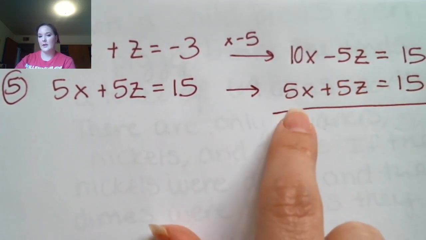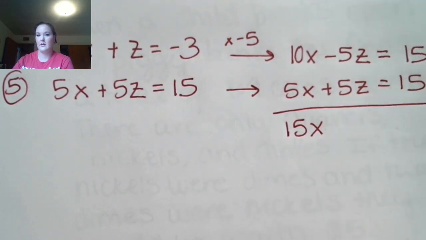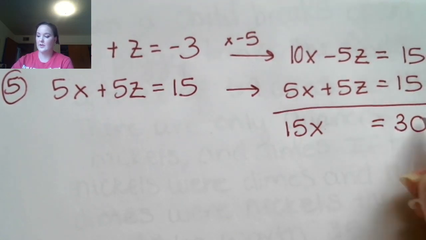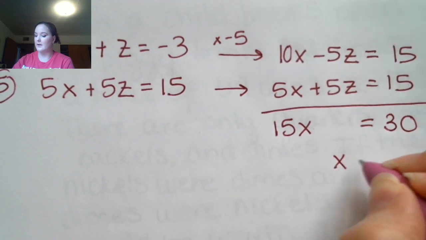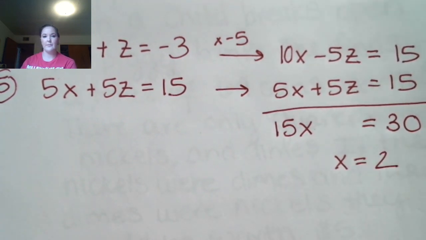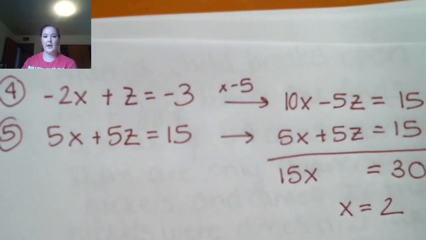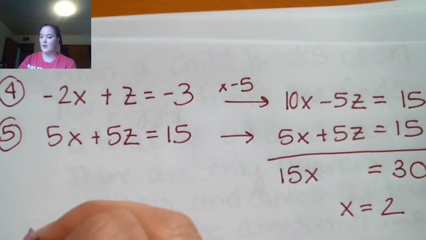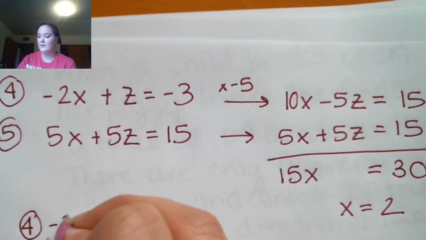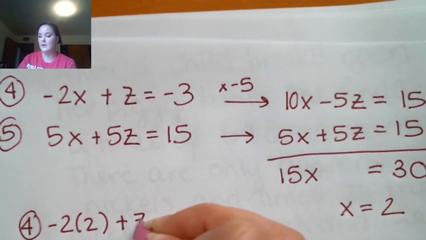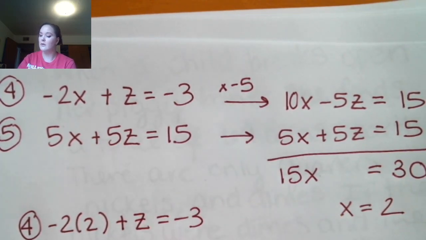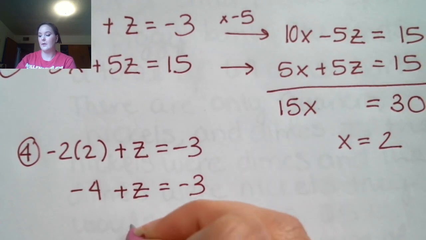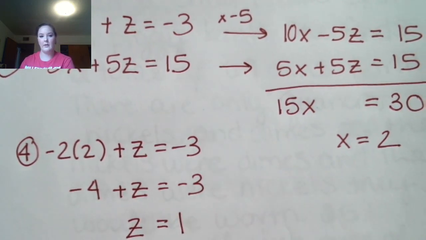Okay, so I'll add them. 10x plus 5x is 15x. Okay, negative 5z plus 5z is 0, which is what we wanted. 15 plus 15 is 30. Okay, and this gives me x equals 2. Okay, so now that I have my value for x, I'm going to use one of these two equations to find my value for z. I think that will be a little bit easier in equation 4. Okay, so I have negative 2x plus z equals negative 3. Okay, so negative 2 times 2 is negative 4. Okay, and this gives me z equals 1.